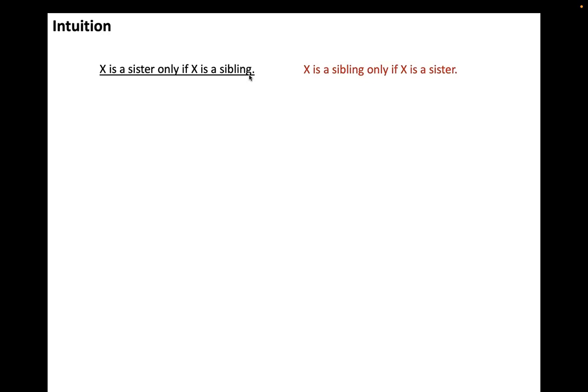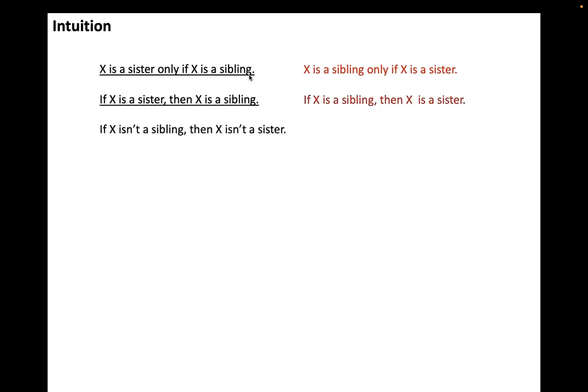Okay? Now let's look at another pair. If X is a sister, then X is a sibling. We've seen this example lots of times before, and you can see that it's true, right? If someone's a sister, then they're a sibling. In contrast, if X is a sibling, then X is a sister is false, because that says if you're a sibling, then you're automatically a sister, but that's not true, because you could also be a brother. So the one on the left is true, and the one on the right is false. And now we can see something important, but we'll come back to it in a second.